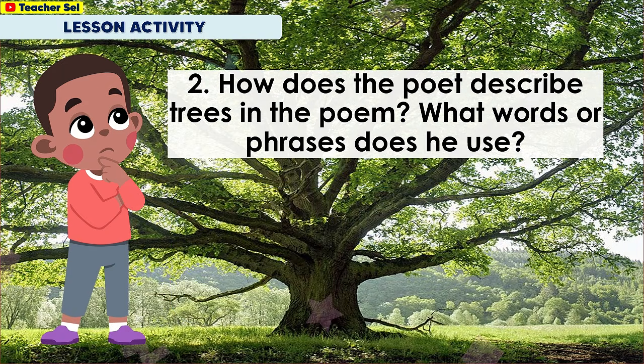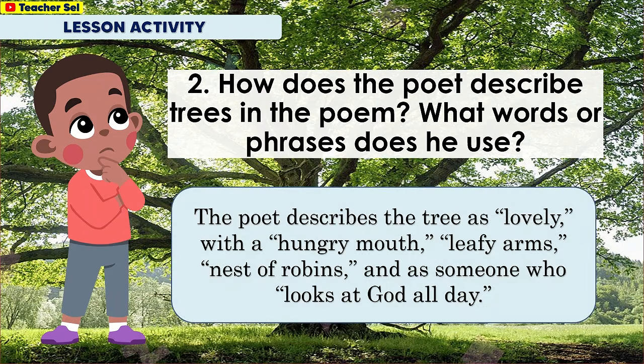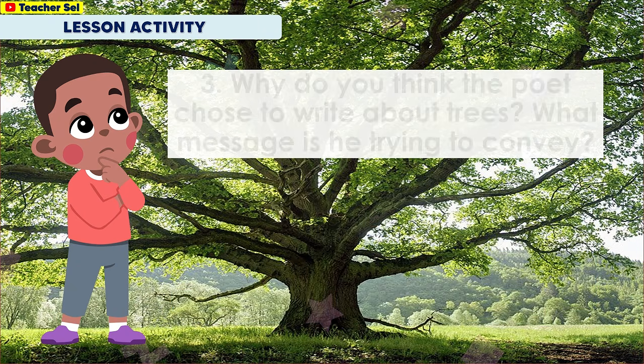How does the poet describe trees in the poem? What words or phrases does he use? The poet describes the trees as lovely with a hungry mouth, leafy arms, nest of robins, and as someone who looks at God all day.